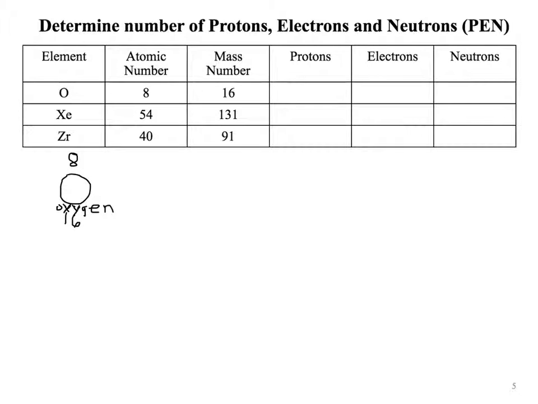So if I want to figure out the number of protons, that means that it's going to be the same as your atomic number. So your atomic number is equal to the number of protons, P+, and the number of electrons. Okay, so for oxygen we have 8 protons and 8 electrons.